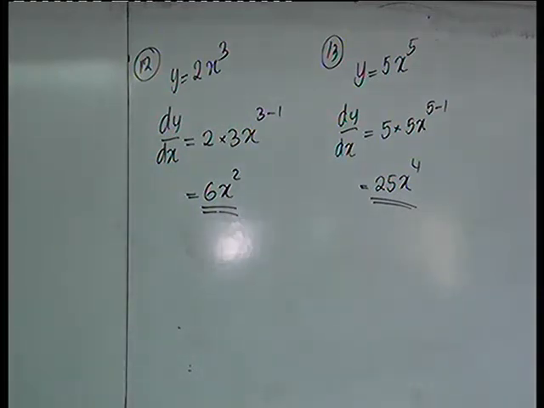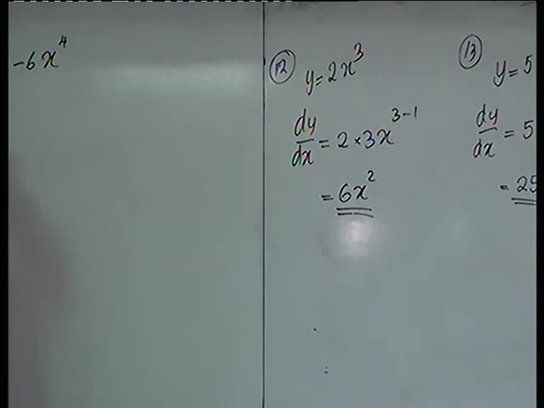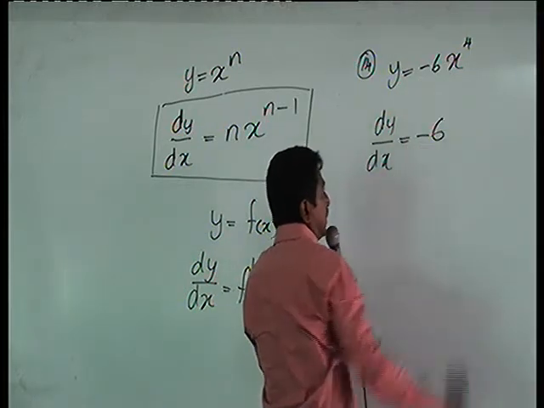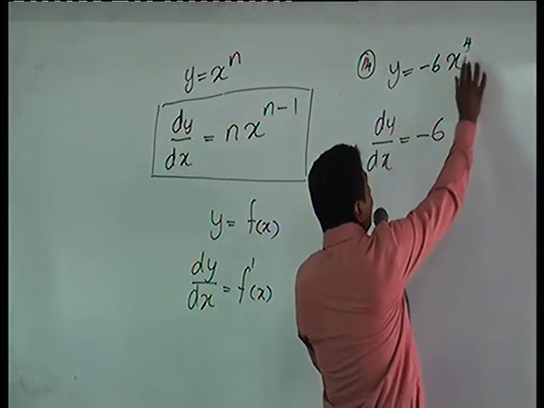Question number 14. Minus 6x to the power 4. So here we have dy by dx, that is equal. Keep minus 6 together with the sign. Keep minus 6 as it is. And differentiate x to the power 4.